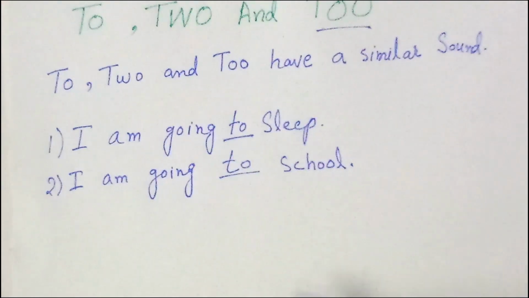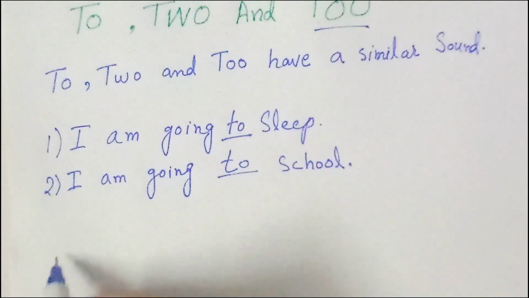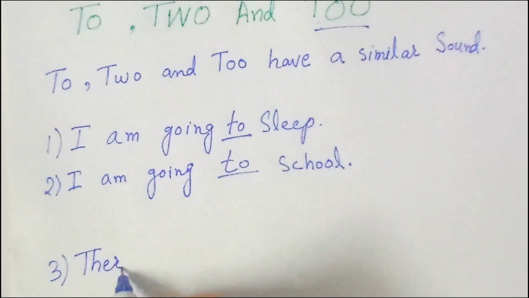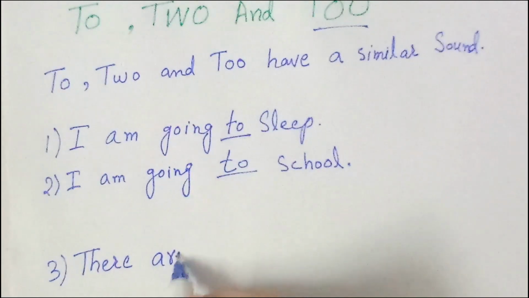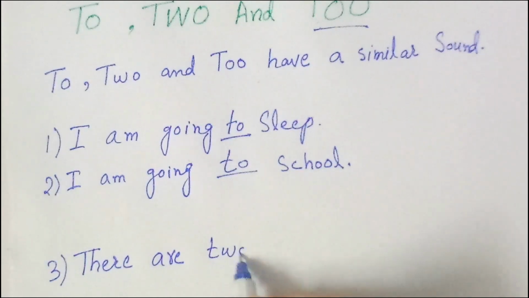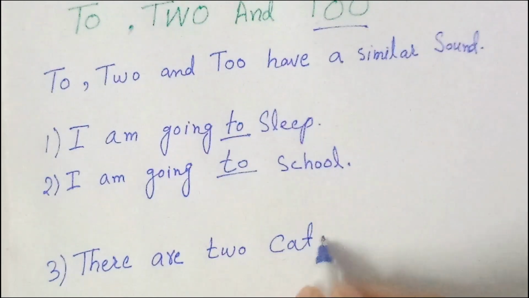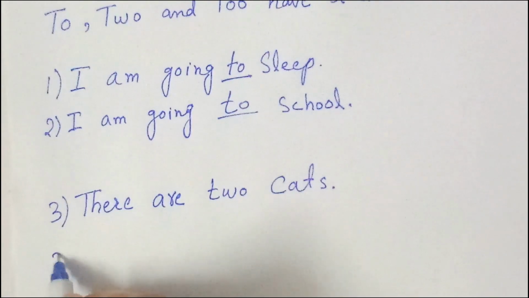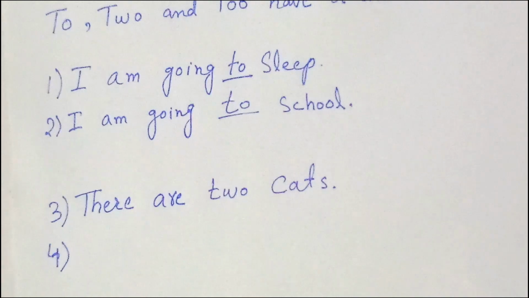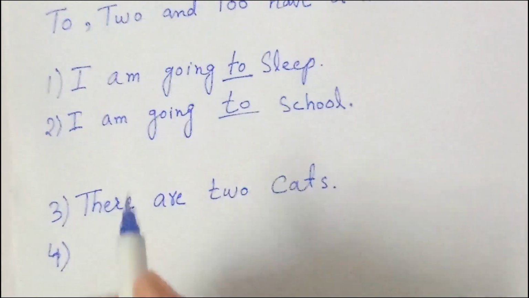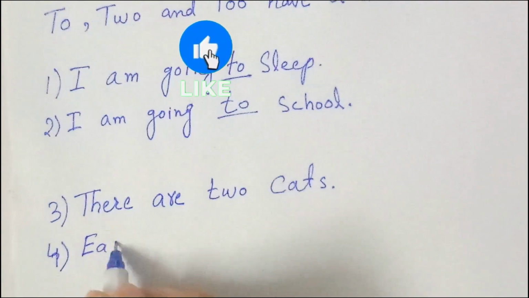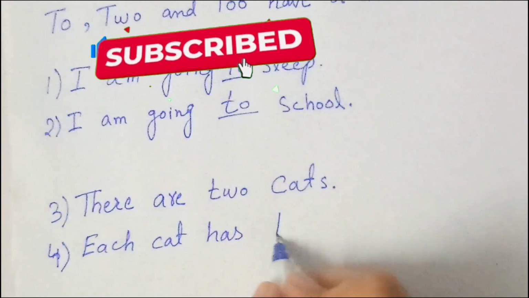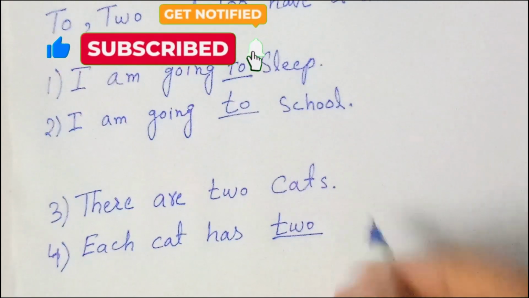Now let's have some examples of the other spelling. There are two cats. Each cat has two eyes.